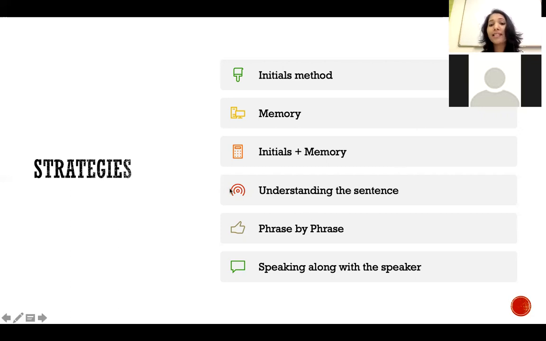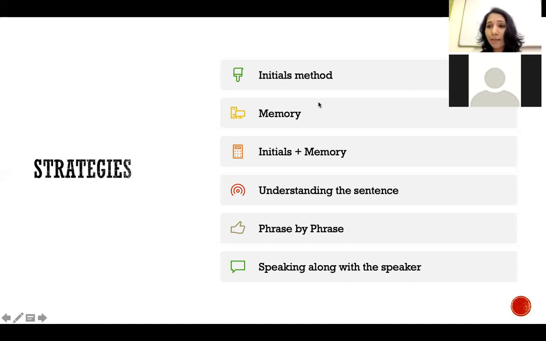The third way is a combination of both initial letter as well as memory. And the last method is to speak along with the speaker. While you're listening to the audio, you just, on autopilot, mumble along with the speaker as to what he's speaking, and then when the audio ends, you try and repeat it.